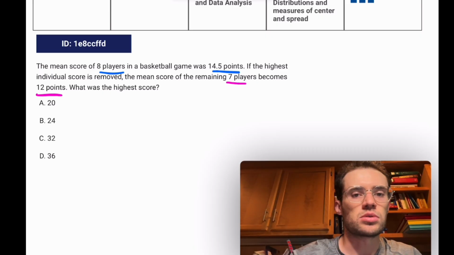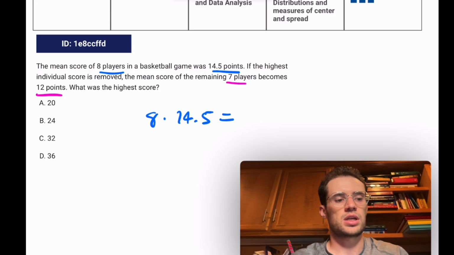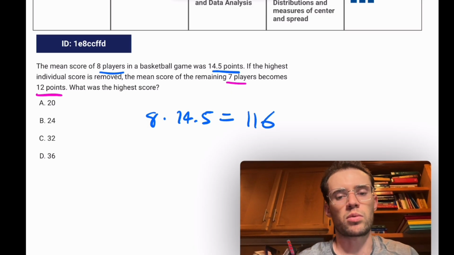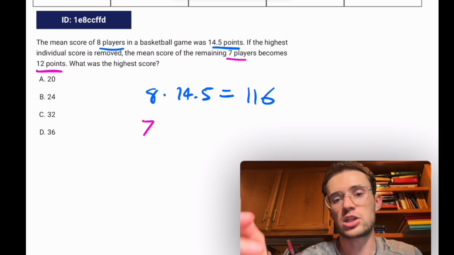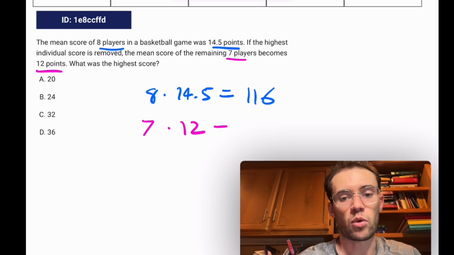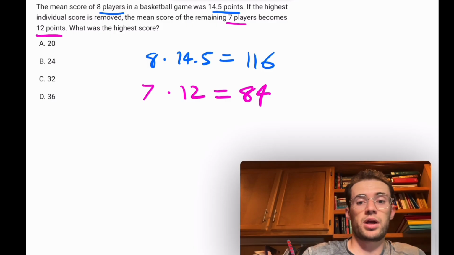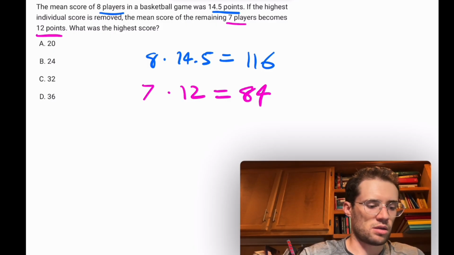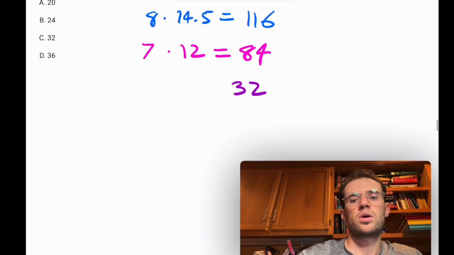In this case, we would do 8 times 14.5, which is 116. So the entire team scored 116, including all 8 players. And then when you remove that highest scoring player, so 7 times the average of those ones, 7 times 12 would give us 84. So now you just find the difference between the team's points with the player and without them. So 116 minus 84, which would be 32. So 32 points scored by that player.